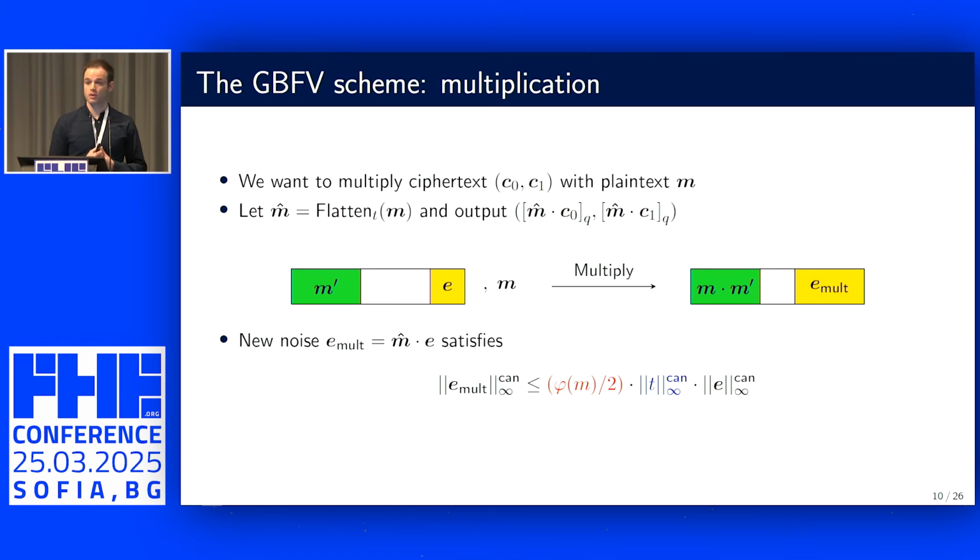And for correctness of decryption, it's quite important to have a tight bound on this multiplication noise. It turns out that this depends on two things. So one of them is the input noise, and the other one is the red and blue factor, which is the flattening bound from the previous slides. So from this inequality, you can see why it is important to work with plaintext moduli of small norm, since this will decrease the multiplication noise.